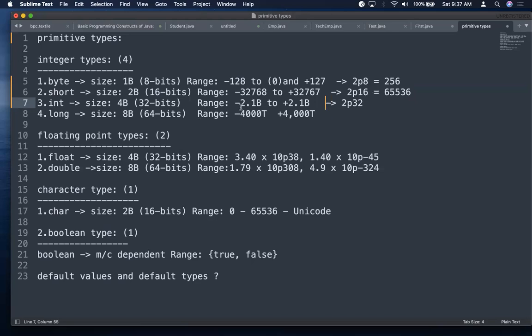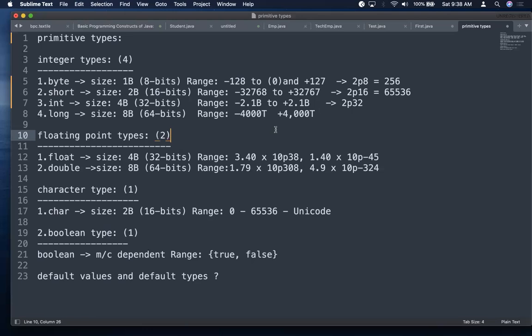In numbers, it starts from minus 2.1 billion to plus 2.1 billion. 1 billion is 100 crores, so 2.1 billion means minus 200 crores to plus 200 crores. If your value is that big, then you can go for integer. More often, if you take any factorial number of some 15 or 16, you will go beyond this integer range also.